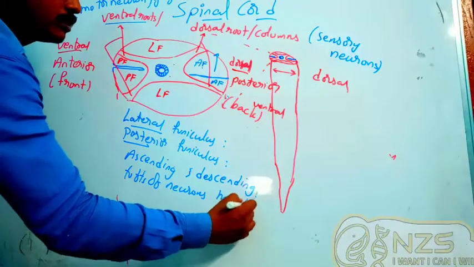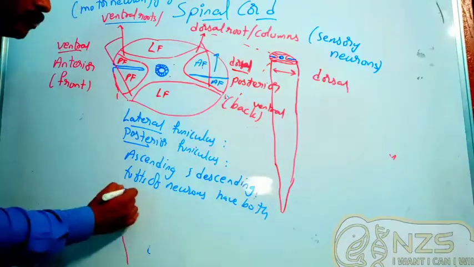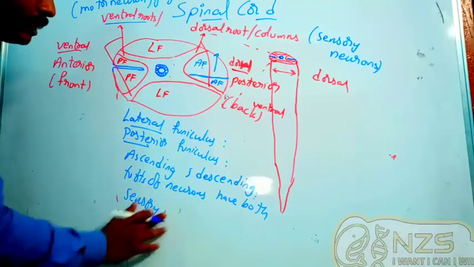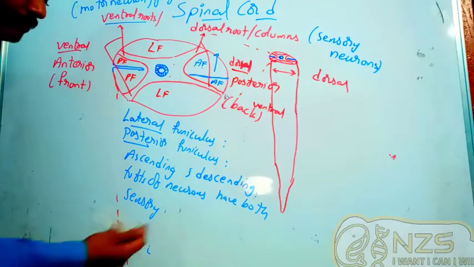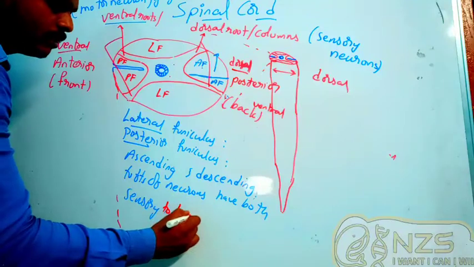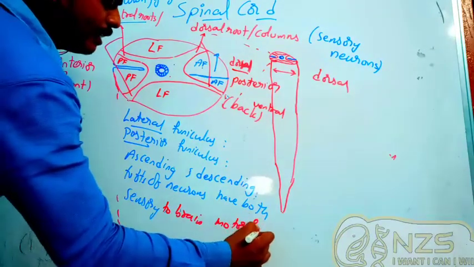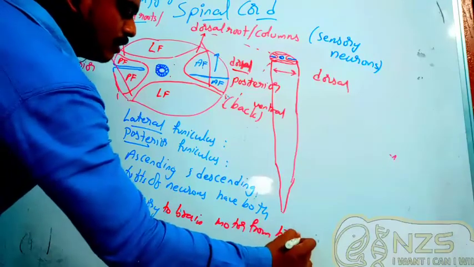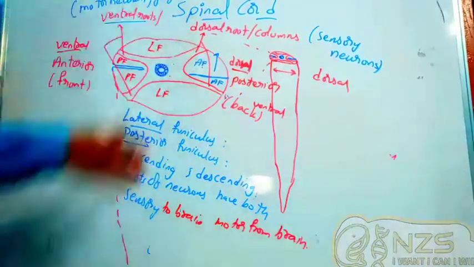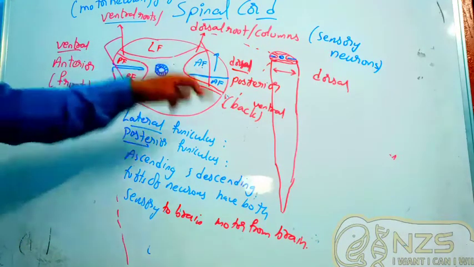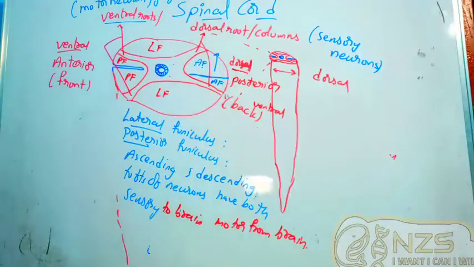which carry sensory signals to the brain, and motor signals from the brain to the body parts. So here they are going to the brain and coming back down to the body parts. Now these two will do two-way work, but the anterior funiculus will have only the ascending work.